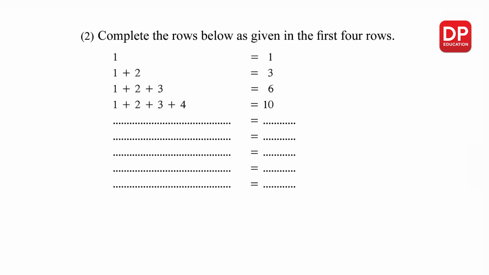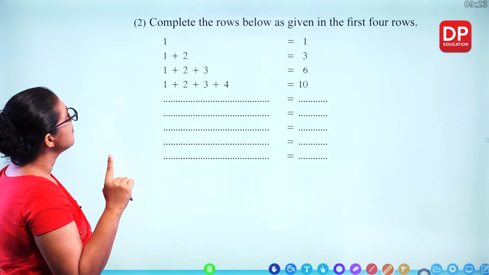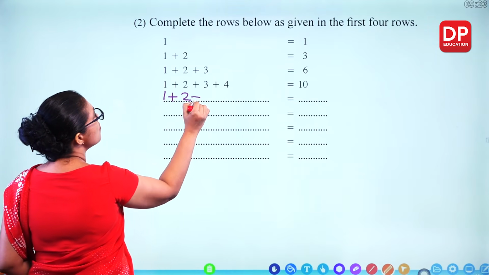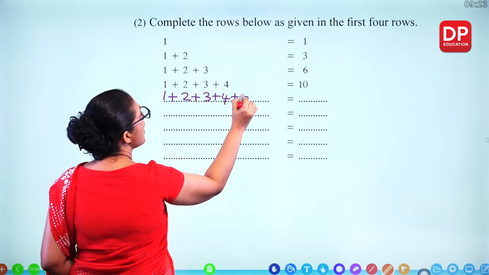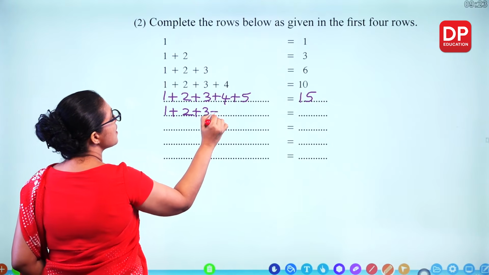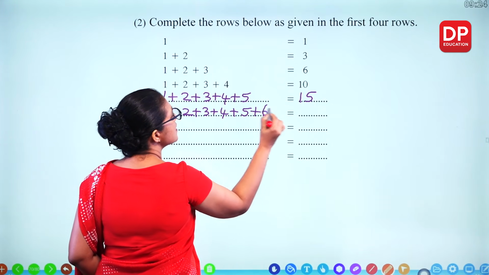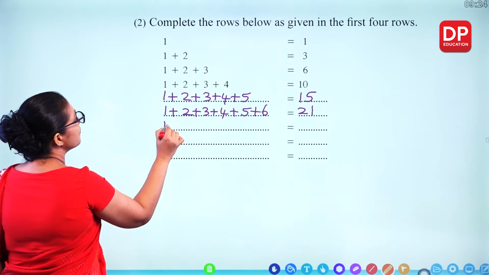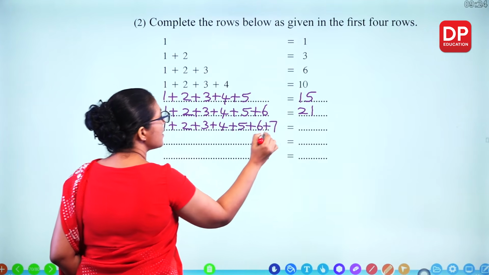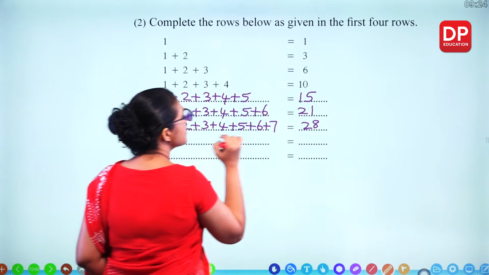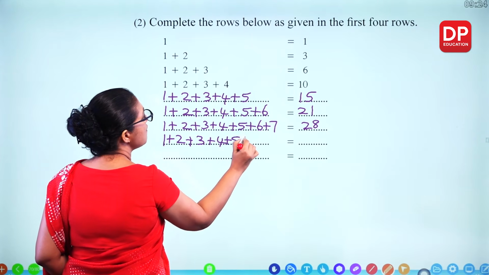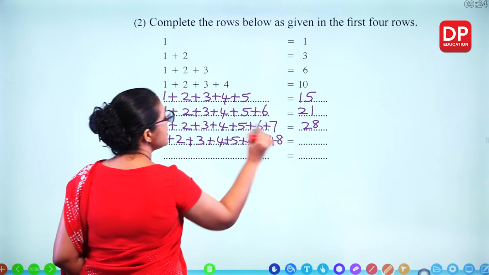Complete the rows below as given in the first 4 rows. 1 plus 2. 1 plus 2 plus 3. All counting numbers. 1 plus 2 plus 3 plus 4 plus 5, we get 15. 1 plus 2 plus 3 plus 4 plus 5 plus 6, you get 21. Then 1 to 7, you get 28. 1, 2, 3, 4, 5, 6, 7, 8.